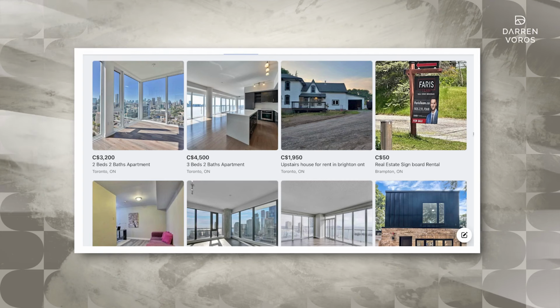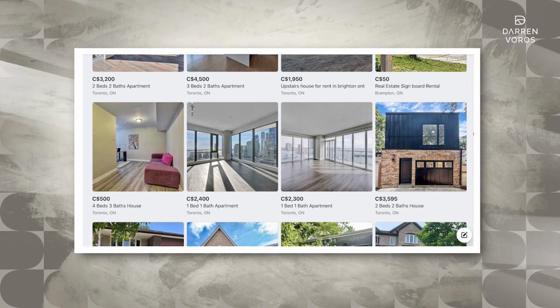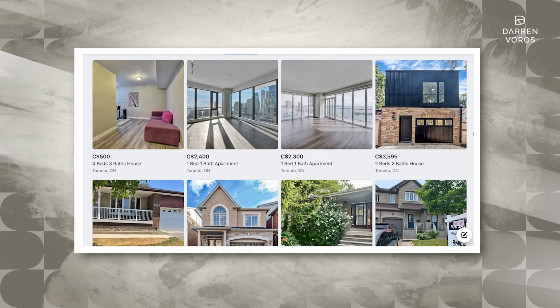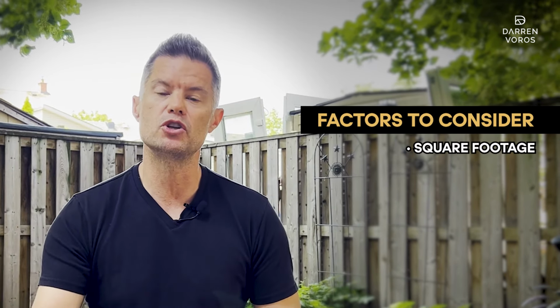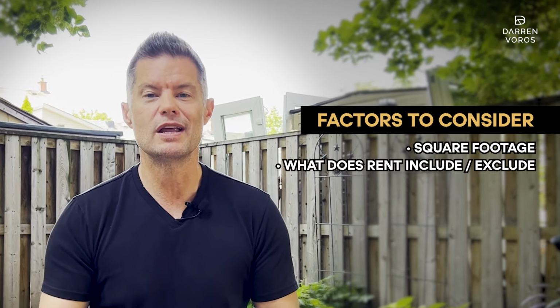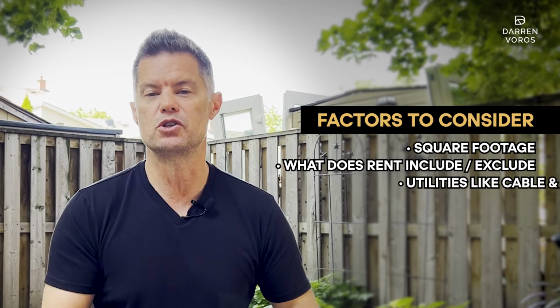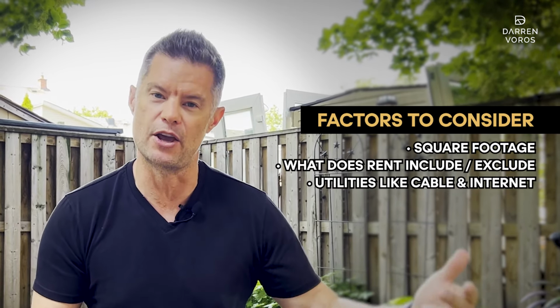You want to look at the number of bedrooms and bathrooms that you have. Also, what other features does your property have in comparison to other properties that are on the market? Another couple factors that you want to consider are what is the square footage of the unit and what does your rent include and exclude when it comes to utilities and anything like cable and internet.